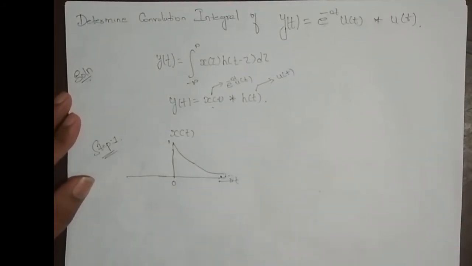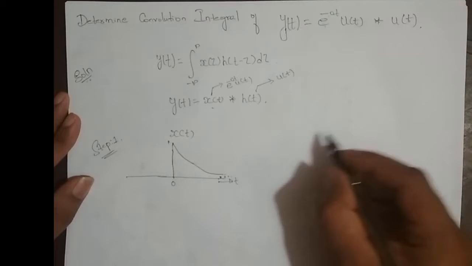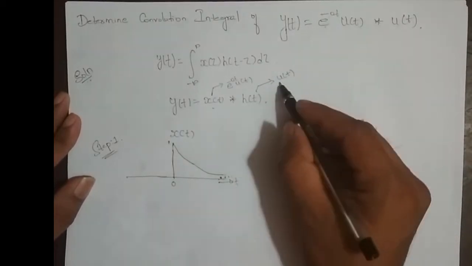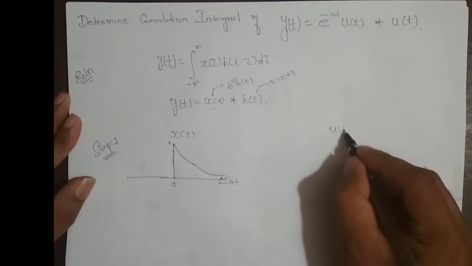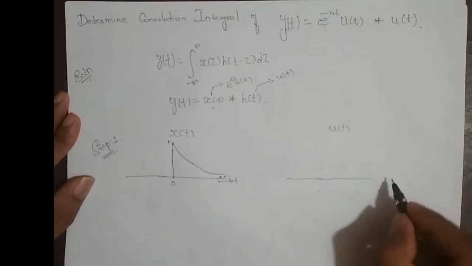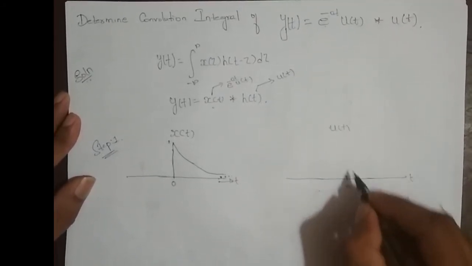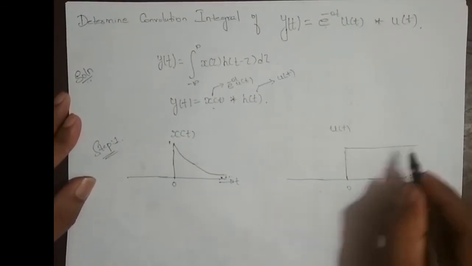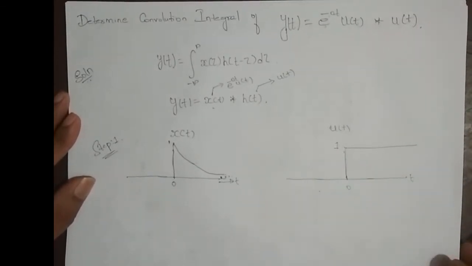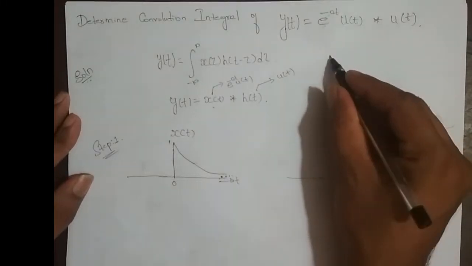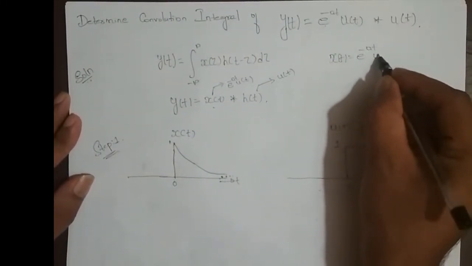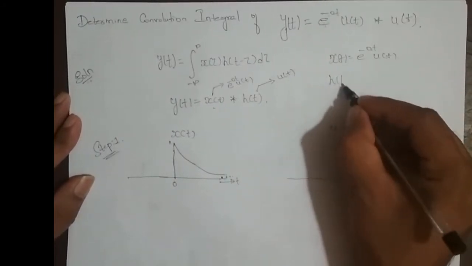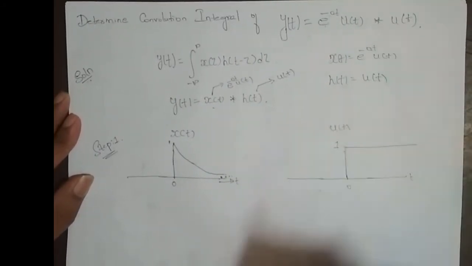It goes till t equal to infinity. Next, I need to plot h of t. What is h of t? H of t is u of t, and u of t is nothing but the unit step function. This is t, so this is how it looks. So let me write it: x of t is e power minus at u of t, and h of t is u of t.